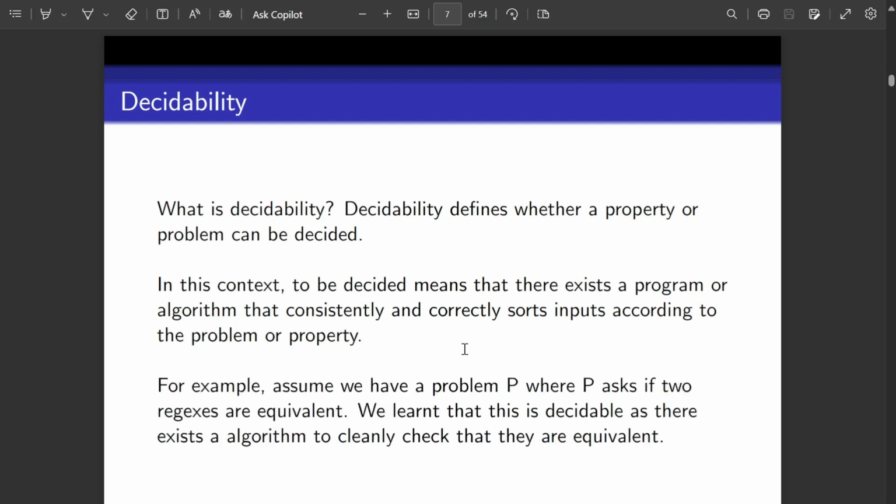So for example, assume we have the problem P, where P asks if two regexes are equivalent. We learned that this is decidable, as there exists an algorithm to cleanly check that they are equivalent, because we can turn them into automata and then run them in parallel and check that they agree on the accepting states.